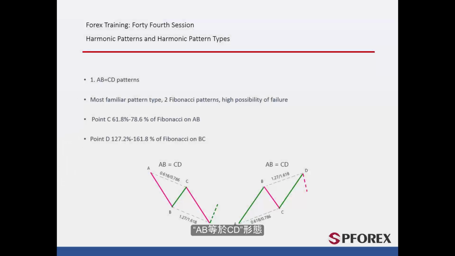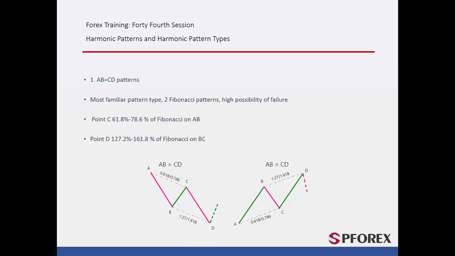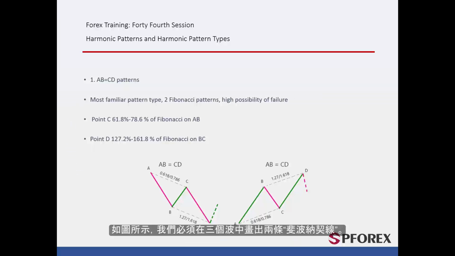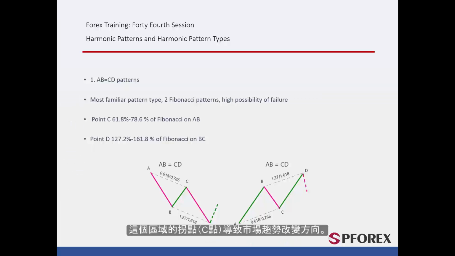AB equals CD pattern is one of the most popular types of harmonic patterns, which has a similar structure rather than the other harmonic pattern types. As illustrated on the graph, the Fibonacci patterns must be drawn on 3 swings. If first Fibonacci is drawn on AB swing, then trend must return to an area between 61.8% or 78.6%. A reversal point on this region, called C, causes trend to change its direction.